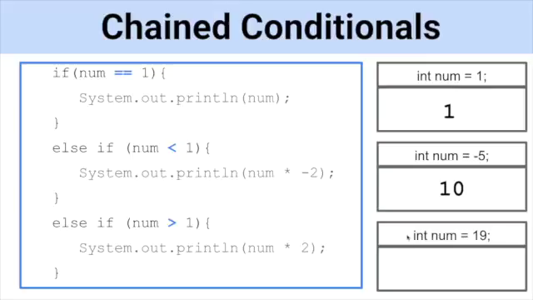So now we have another condition. So it's going to say, is it equal to 1? So 19 is not equal to 1. So it's going to go down here. It's not going to execute the other code. Is it less than 1? Is 19 less than 1? No. So it's going to go down to the next line of code. Is 19 greater than 1? Yes. All right, so now we're going to go down here, and it's going to take 19 and multiply it by 2. And it puts 38 on the screen.